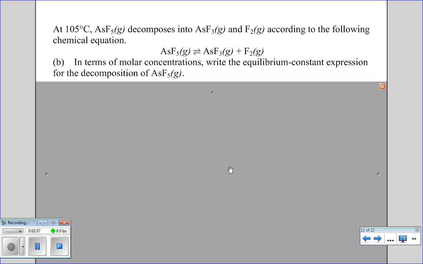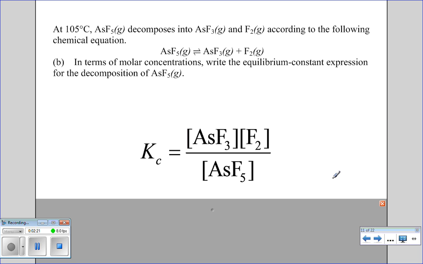Then we're given the decomposition equation. This is an equilibrium. And now we need to write the equilibrium constant expression. So this should be very simple. It's 1 to 1 to 1. There's no exponents. It's simply concentration of products over concentration of reactants. Easy point.